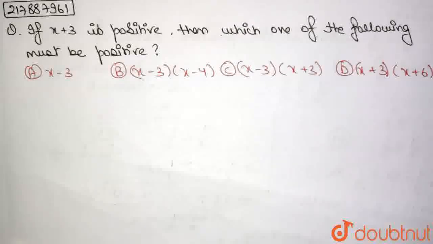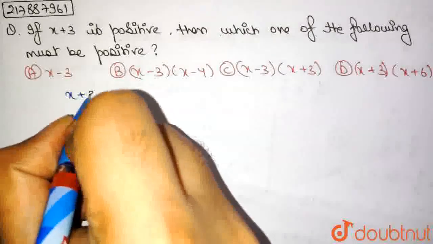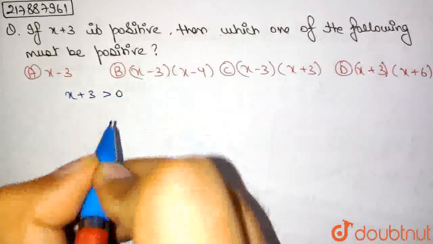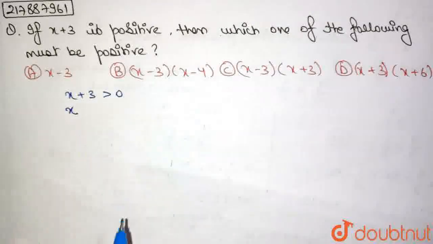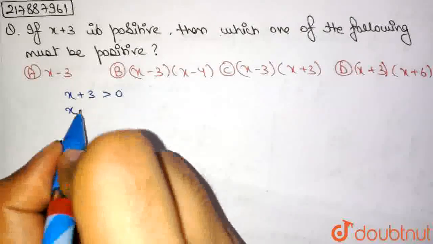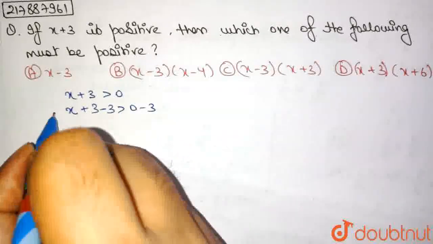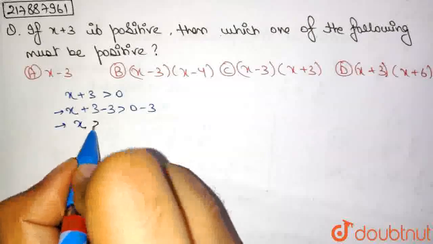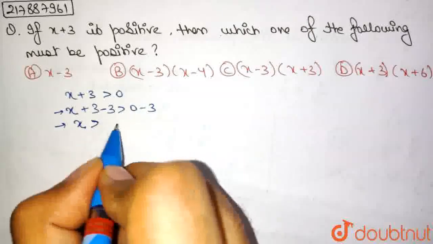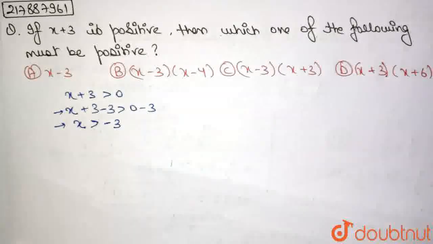Now, since it has been given that x plus 3 is positive, so we can say x plus 3 is greater than 0. For this condition to be true, we subtract 3 from both the sides. So it becomes x plus 3 minus 3 is greater than 0 minus 3. Plus 3 and minus 3 cancel out, and what we have eventually is x is greater than 0 minus 3, which is minus 3. So we have x is greater than minus 3, right?